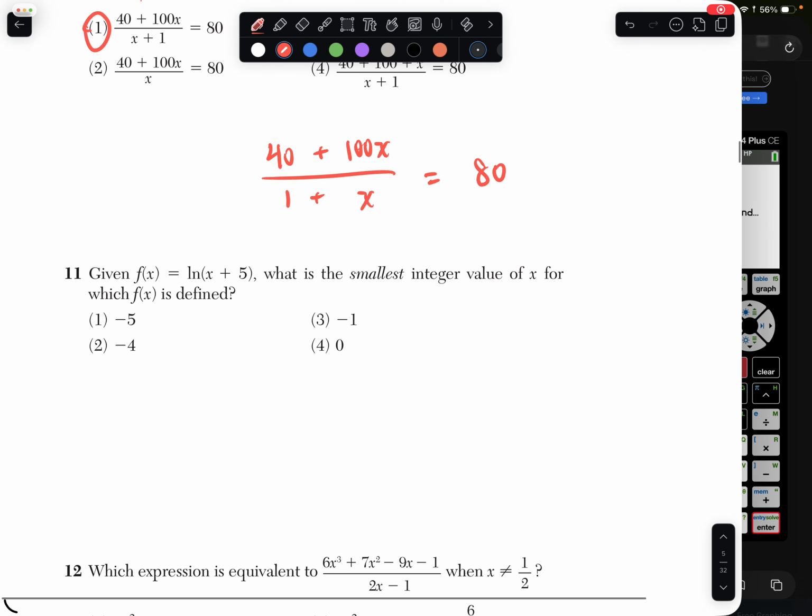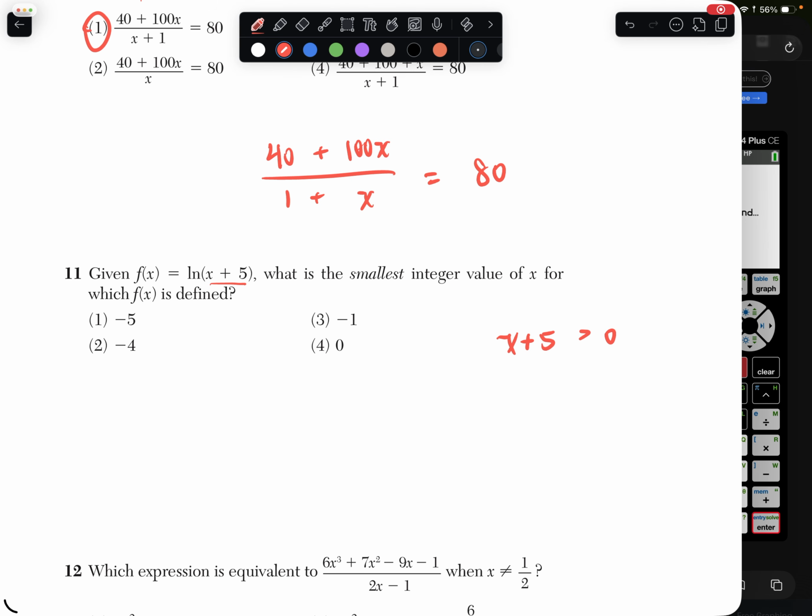Okay. Given f of x is equal to ln of x plus 5, what is the smallest integer of x for which f of x is defined? So for ln, we can't take the ln of a negative number. So whatever is inside here, it has to be greater than 0.